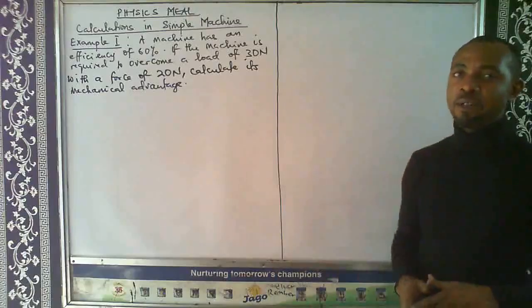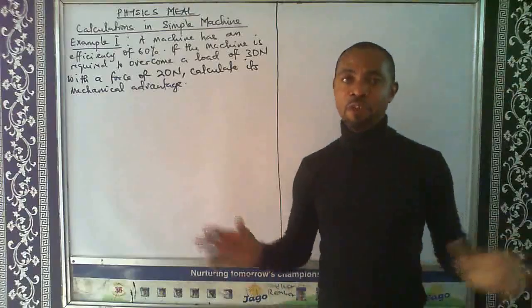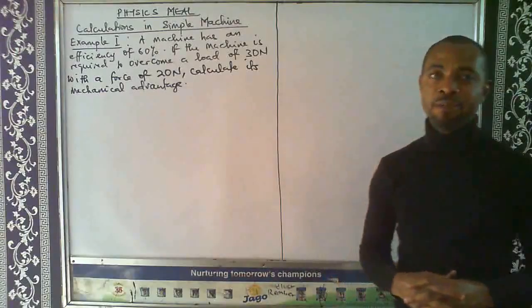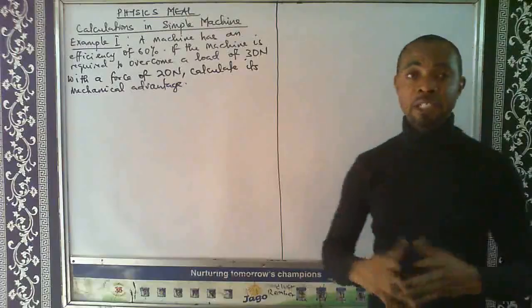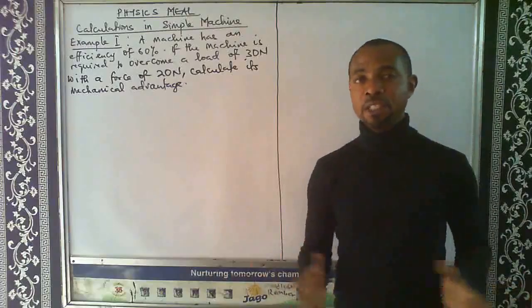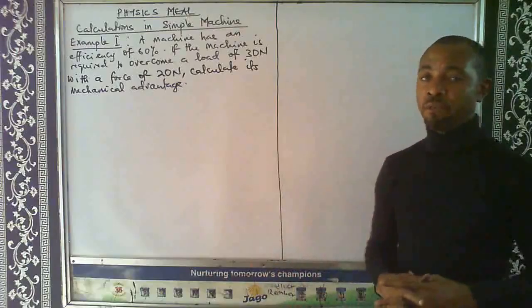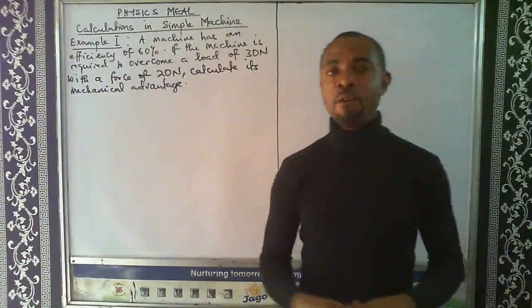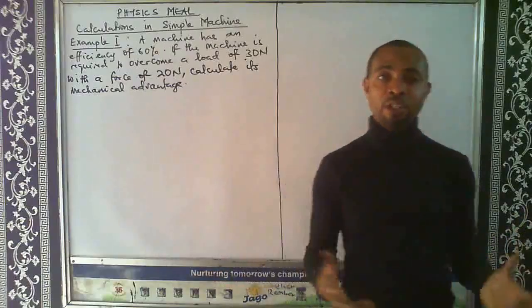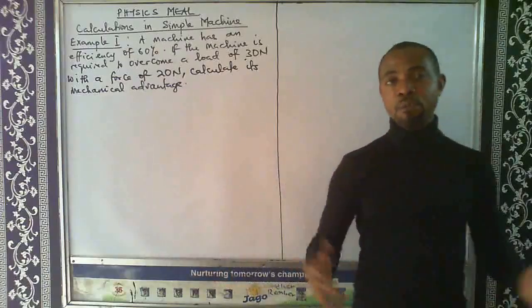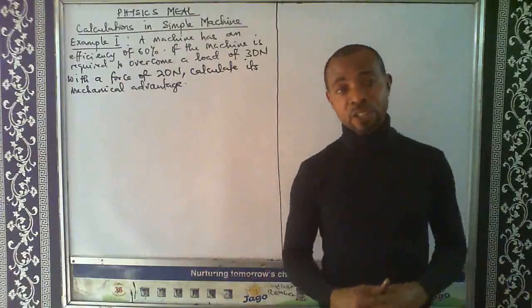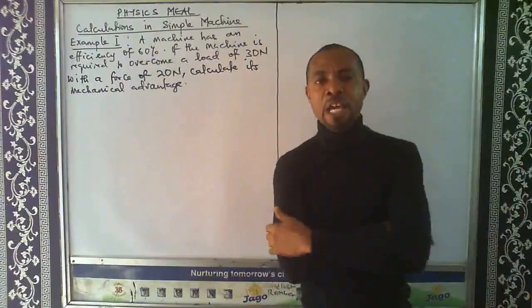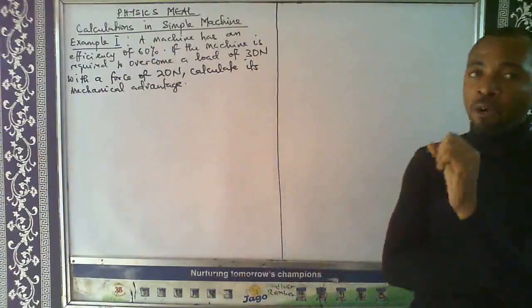We designed this program to make the study of physics very easy for students. We are still on machines. So far we have been looking at machines. We have looked at the basic concepts of machines. After we looked at the meaning and types of machines, we have looked at mechanical advantage, velocity ratio, and efficiency of a machine. And we generated various expressions that are necessary in carrying out calculations on machines.